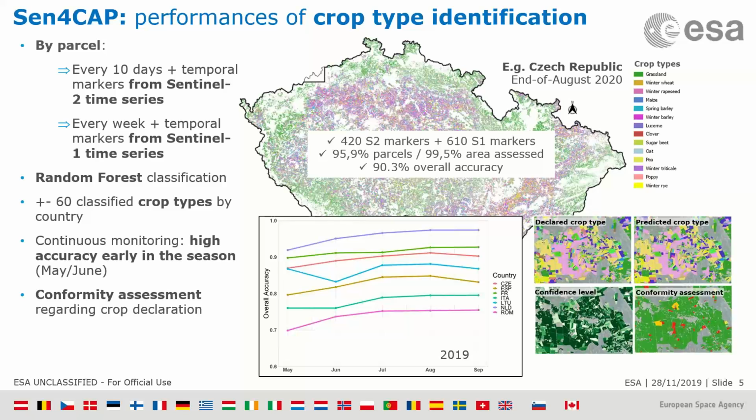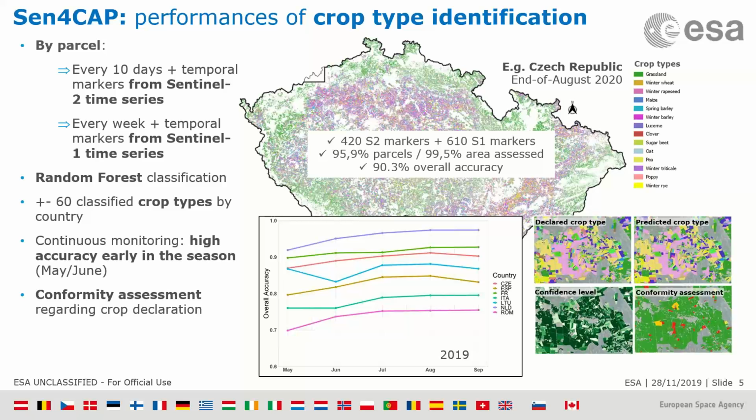This is an example of crop type map that we got in Czech Republic this year. A national crop type map with more than 60 crop types in the legend. This crop type mapping has been done by analyzing the full time series from March to end of August, and by calculating markers from Sentinel-1 and Sentinel-2 every week or every 10 days. So this is a very huge work.